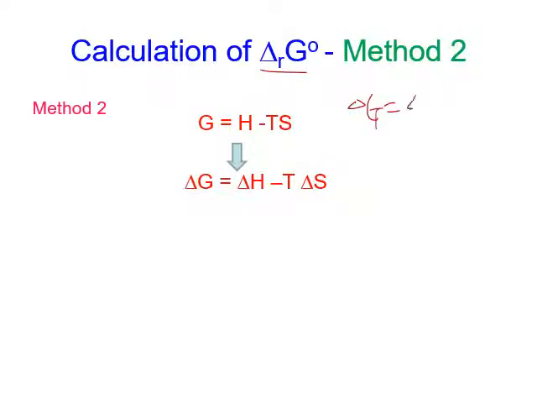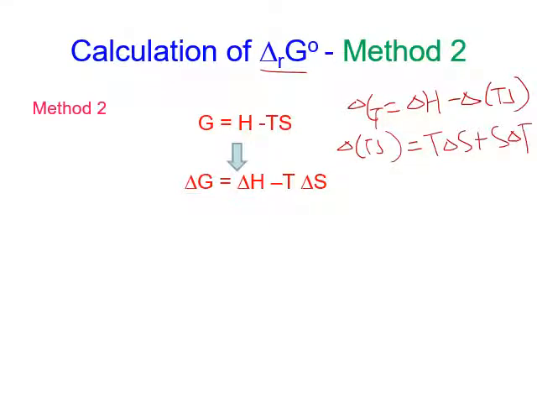Let's introduce an alternative way to calculate standard reaction Gibbs energy. We start with the definition of Gibbs energy, G equals H minus TS. So delta G should equal delta H minus delta TS. And delta TS is the change of TS, which we can do by keeping temperature constant and changing entropy, then keeping entropy constant and changing temperature. If temperature is constant, that term is 0, so we won't have an S dT. Therefore delta G equals delta H minus T dS.